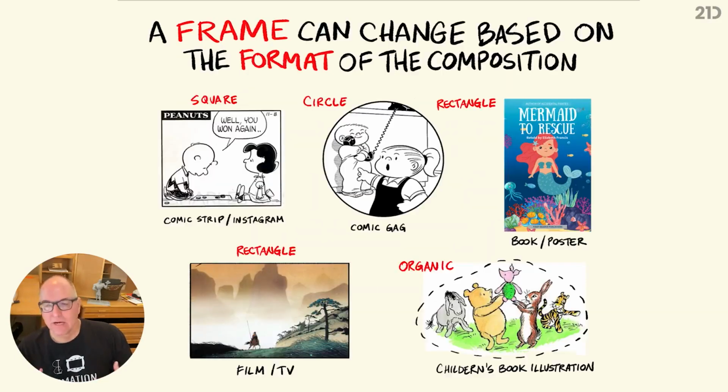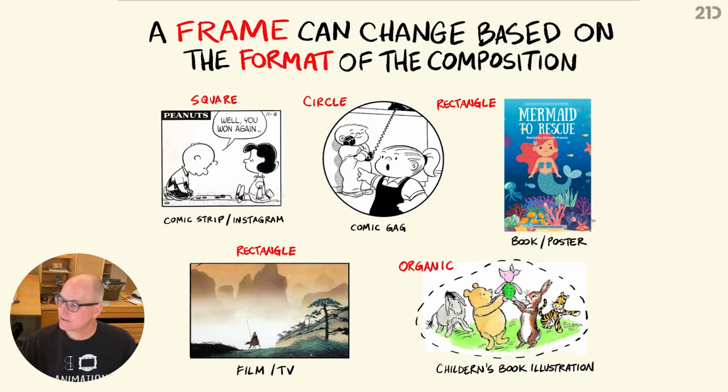So we talked about a frame. A frame can be a lot of things based on the format of the composition. Okay, and when I'm talking about format, I'm talking about, well, like for comic strips or Instagram or Weibo in China, a lot of social media like a square format. So we work within a square frame. There's a circle frame that are used for a lot of things like this Family Circus gag.